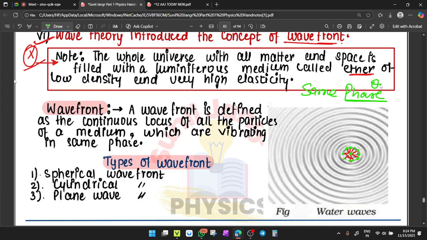Phase means angle. It means if one particle has lifted his right hand towards here, another particle also has to lift his hand like this. Clear? Like a group dance. Okay.